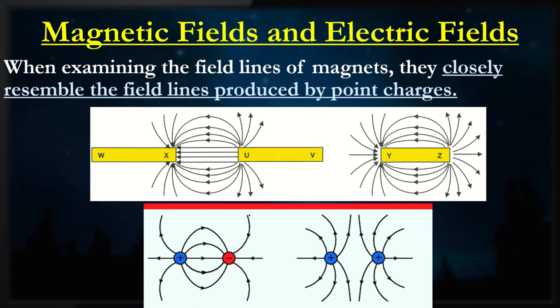Alright, so when it comes to examining magnetic fields, they're quite similar to point charges and their electric fields. We draw them in a very similar manner. You can see our charges here, our magnets here, and our charged particles here. The way we draw it is quite similar, in this radial form.